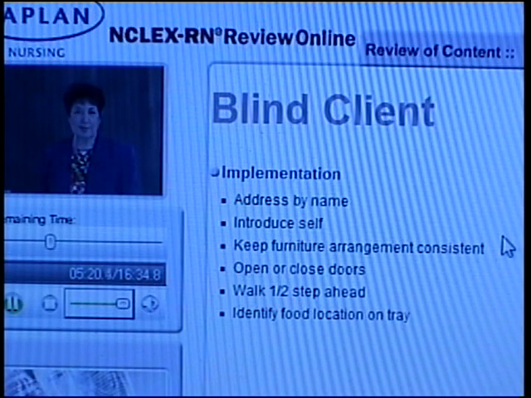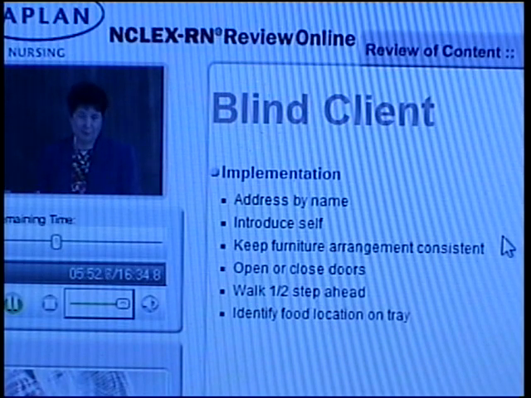It's important that you orient them to the room and let them know where the furniture is in the room so they can navigate around. It's essential to keep the furniture where it is, so you don't move things. You keep them in the spot where they originally were. Doors should be either open or closed. They shouldn't be half open because that would be a danger to a blind client. When the blind client is walking, many times they'll walk with an attendant, and the attendant should be half a step ahead, and the client lightly touches the attendant and walks with them.